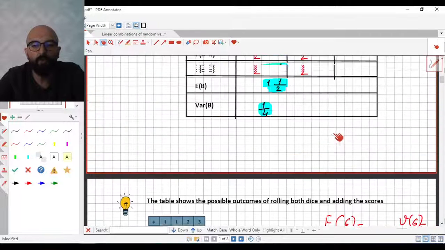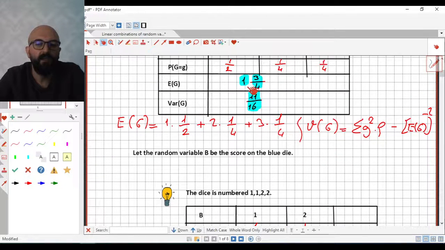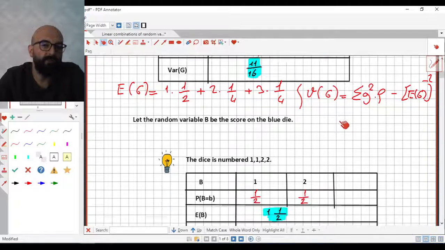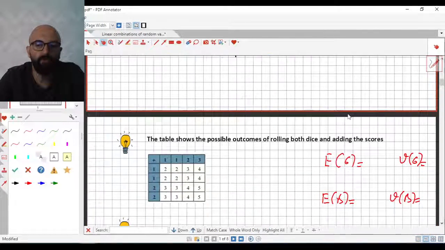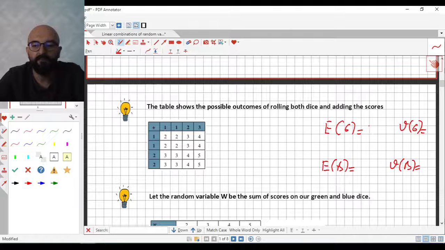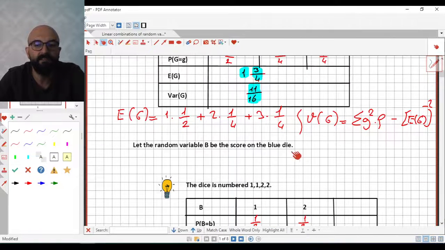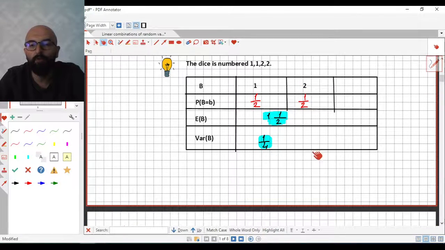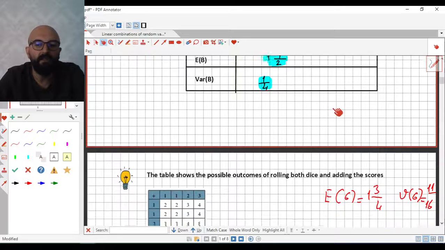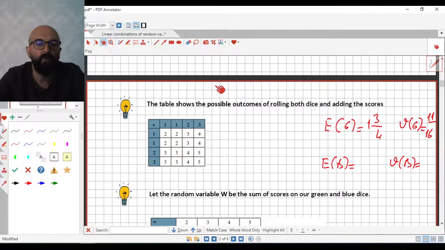The expected value of green is 1 3/4, and the variance is 11 over 16. For the blue dice, the expected value is 1 over 2 and the variance is 1 over 4.